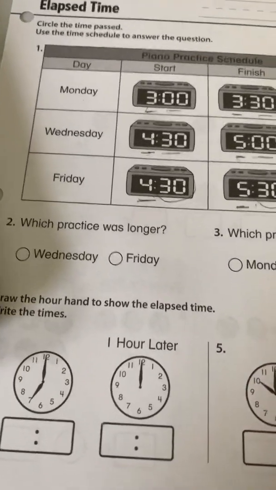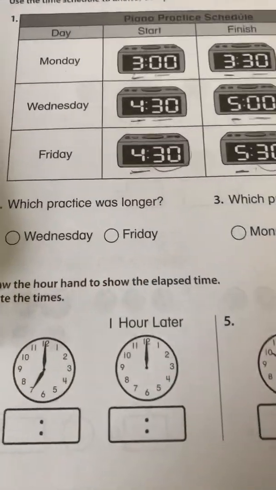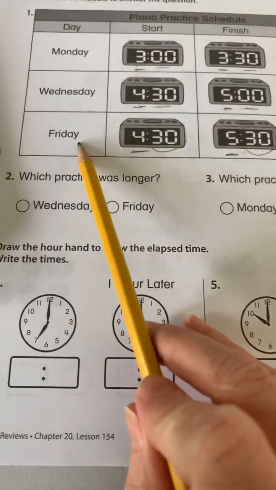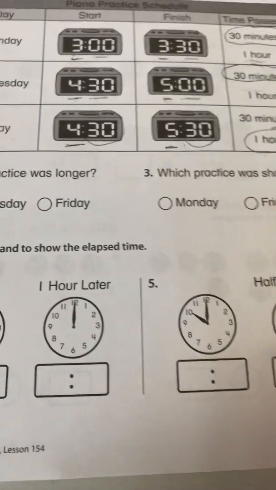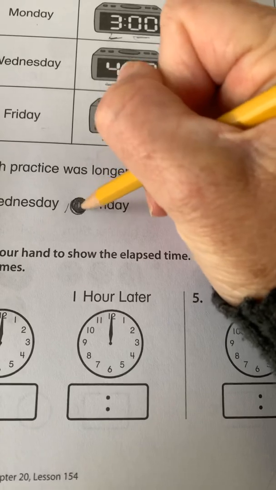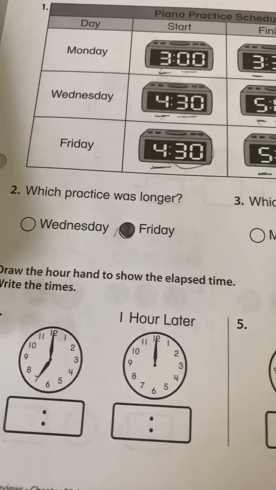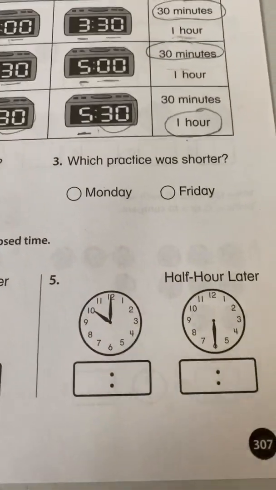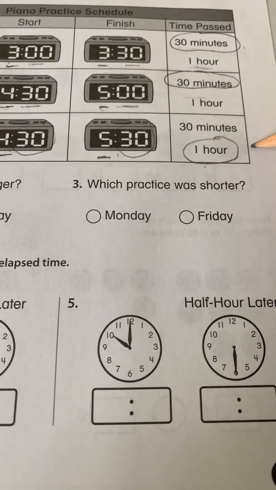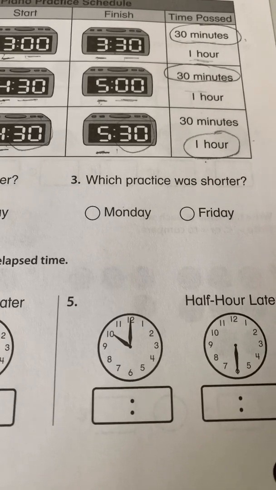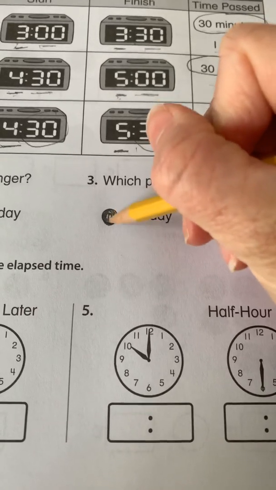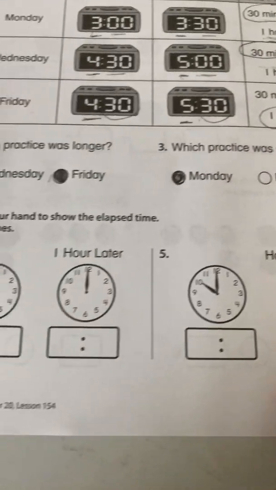All right, let's look at our questions here. Which practice was longer? Was it longer on Wednesday, which was 30 minutes, or Friday, which was 1 hour? What's longer, 30 minutes or an hour? That's right, Friday was longer. 1 hour is a longer time to practice than 30 minutes. All right, which practice was shorter? Monday, 30 minutes, or Friday, 1 hour? Which one was shorter? Shorter means the least amount of time. So it's gonna be Monday. Monday was the shortest time because we only practiced for 30 minutes.